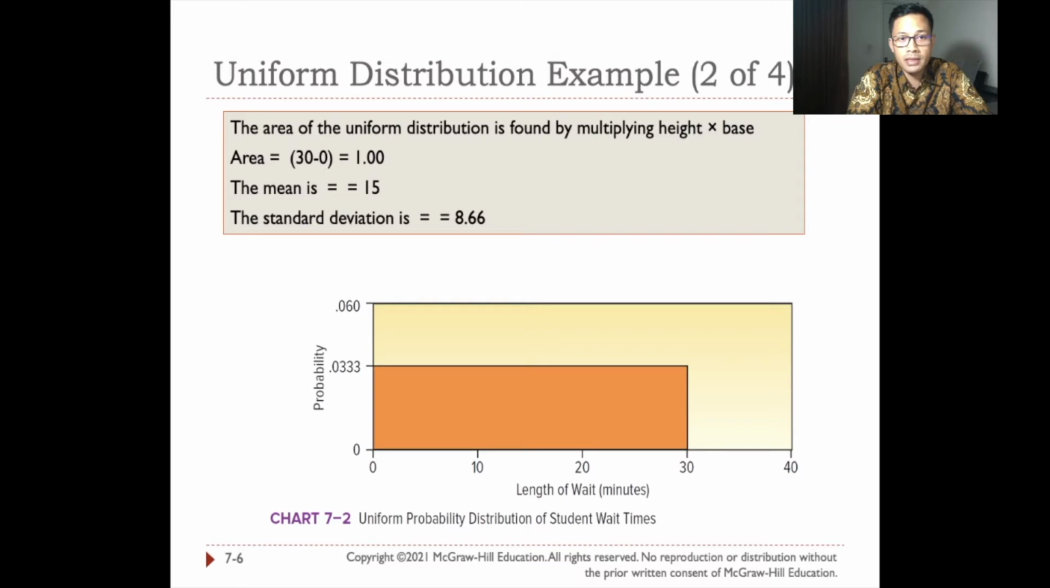Then the mean is A plus B divided by 2. In this particular case, it's going to be 15. The standard deviation is the square root of the squared difference between B and A divided by 12, and the standard deviation is going to be 8.66. So basically, the typical wait time for bus service is 15 minutes, and the variation in student wait times, as measured by the standard deviation, is 8.66 minutes.